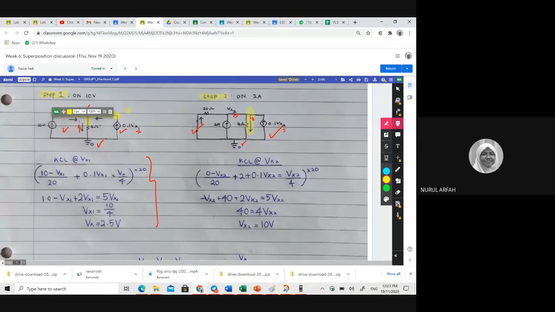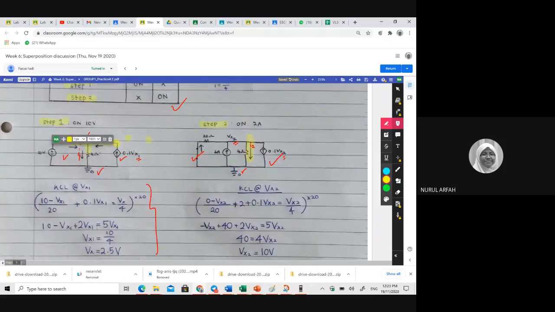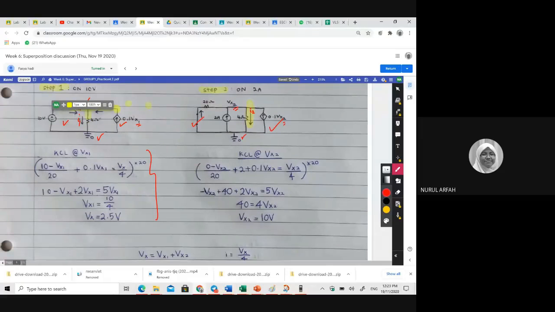one single node. Okay. Can I change? Okay, this node, there is one single node. And then this is 10 minus Vx1 divided by 20, yes. And then make sure for nodal analysis you have the current direction. Okay, and then this is 0.1 Vx1, yes.